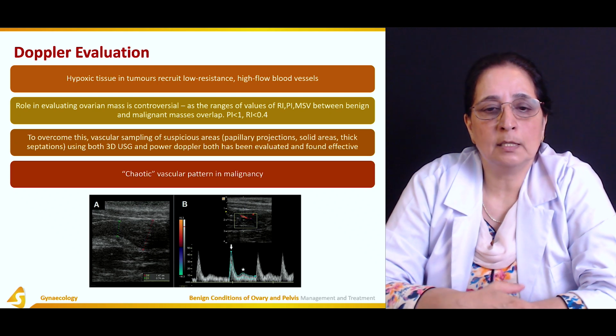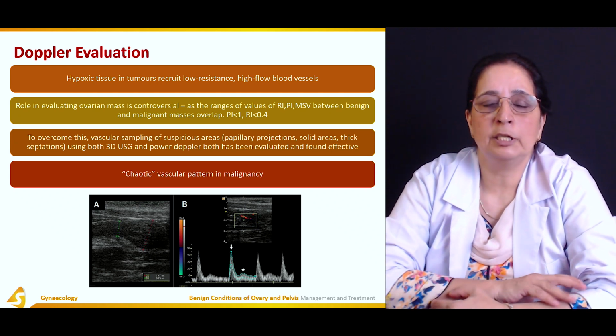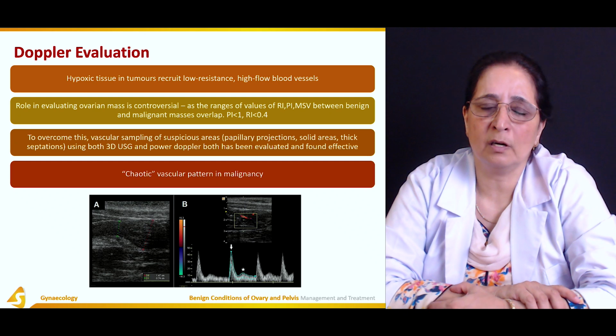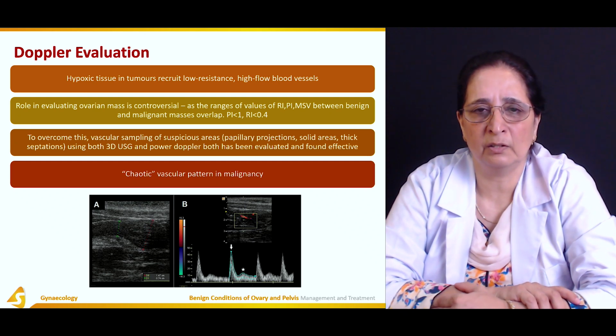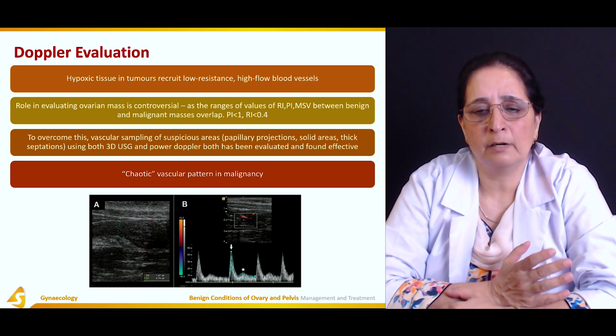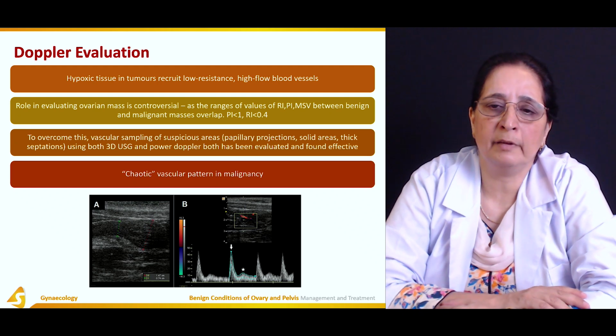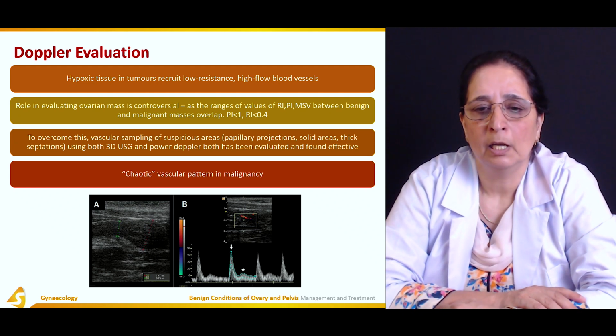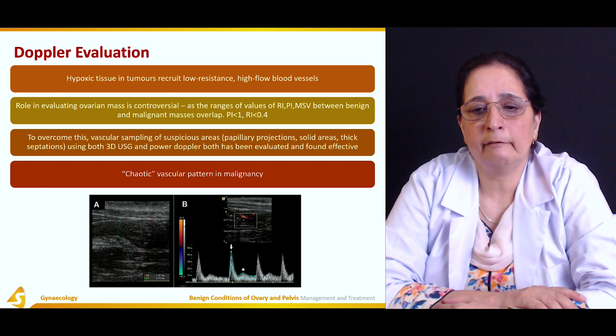The role of this in evaluating the ovarian mass is not very confirmed. What's the role of this? The role of Doppler evaluation is very controversial.